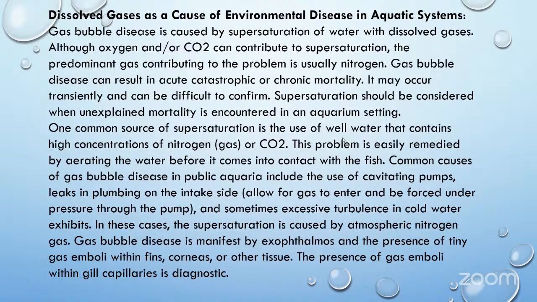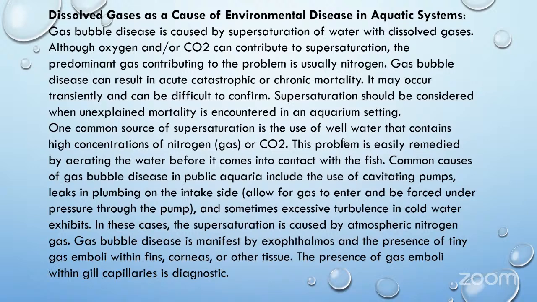Gas bubble disease can result in acute, catastrophic, or chronic mortality. It may occur transiently and can be difficult to confirm. Supersaturation should be considered when unexplained mortality is encountered in an aquarium setting. One common source of supersaturation is the use of well water that contains high concentrations of nitrogen gas or CO2. This problem is easily remedied by aerating the water before it comes into contact with the fish.